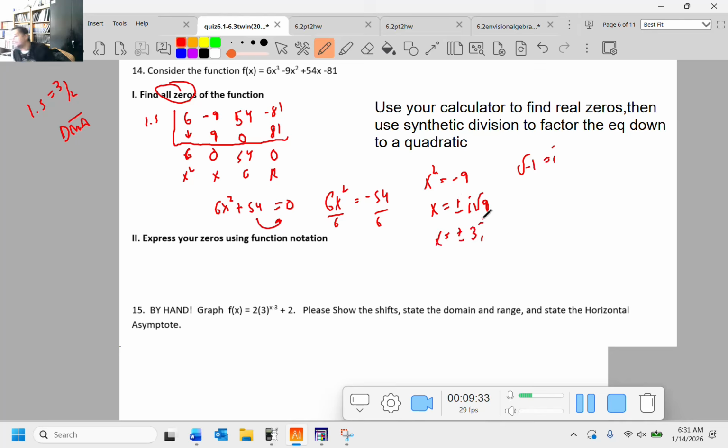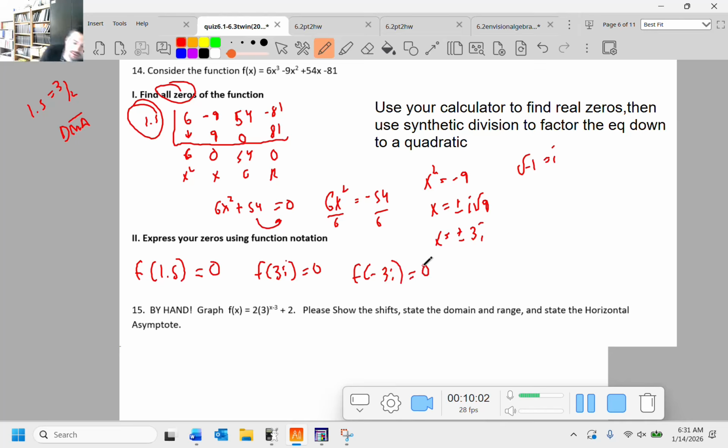All right, number 2, express your zeros using function notation. Okay, so this was the first one. f of 1.5 is a 0. That's how I read that. f of 1.5 is a 0. One of your zeros was 3i, so f of 3i is a 0. And lastly, f of negative 3i, guess what it is? It is a 0. You see how I'm reading that?